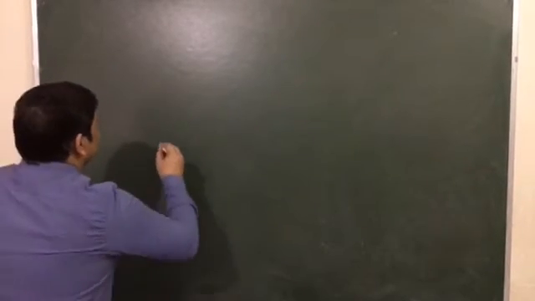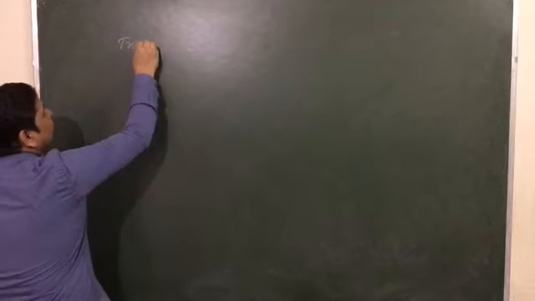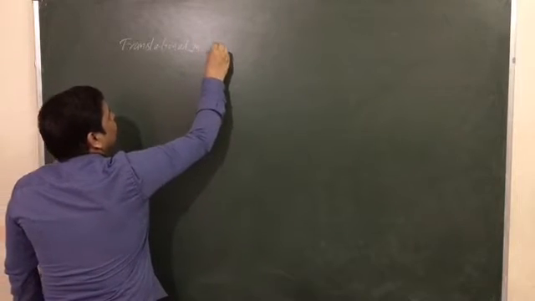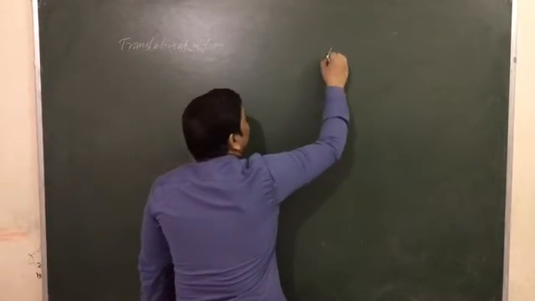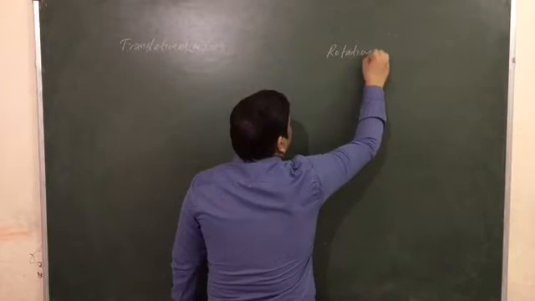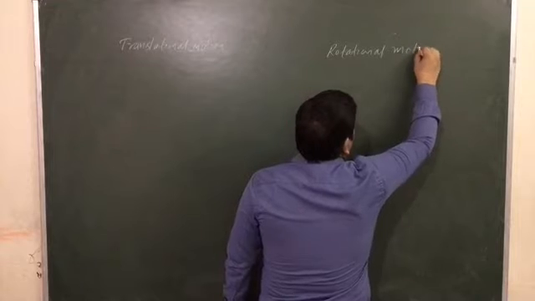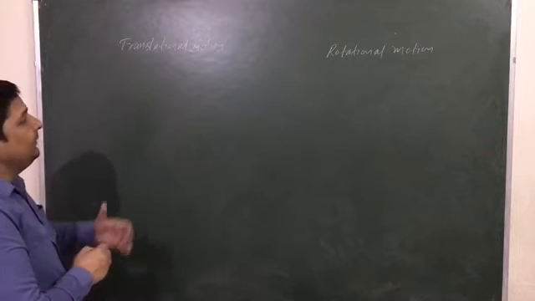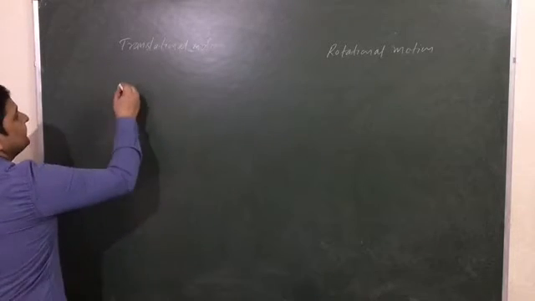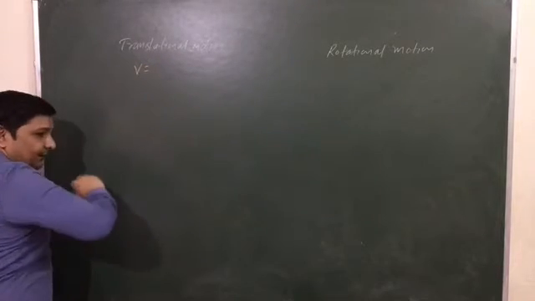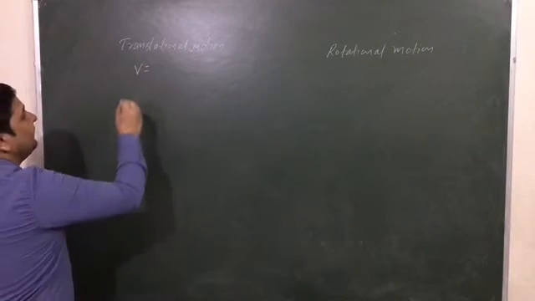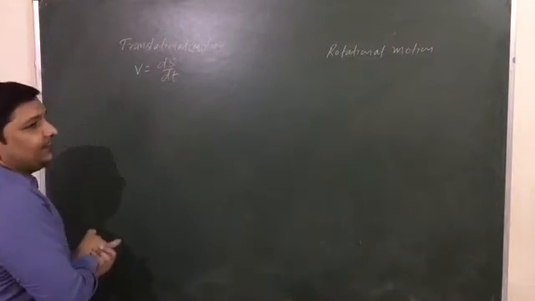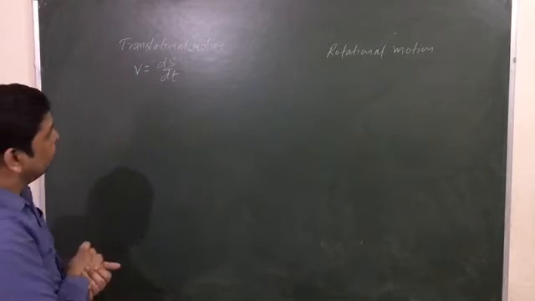In translational motion and in rotational motion, we use different equations. In translational motion, we use velocity, and velocity is given by displacement upon time, the rate of change of displacement.